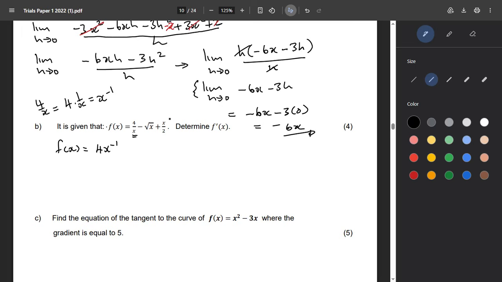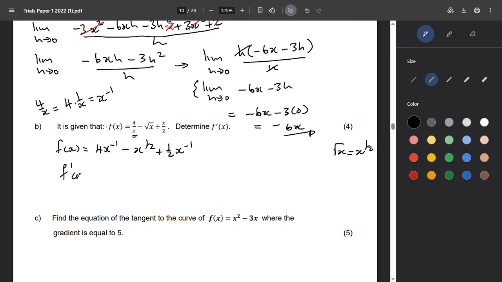Then let's get rid of that square root. I know that to get rid of the square root, if I have the root of x, this is just x to the power 1 over 2. So this will be minus x to the power 1 over 2. Then another fraction, this will be 1 over 2x to the power minus 1. Okay, now I can find the derivative.